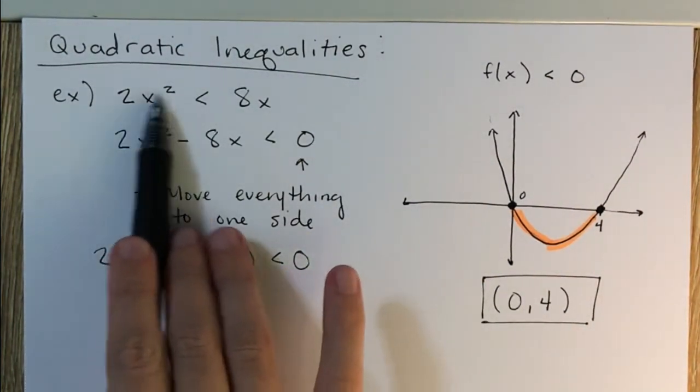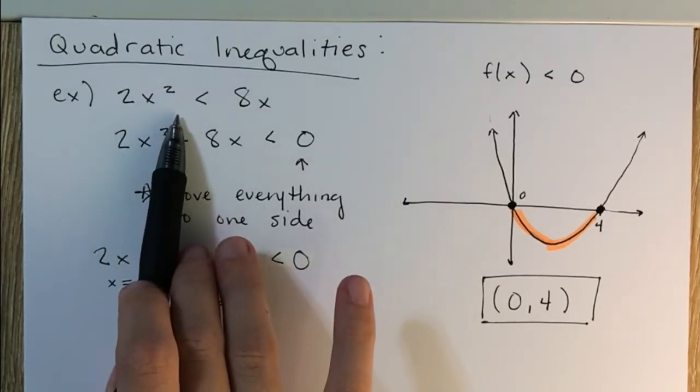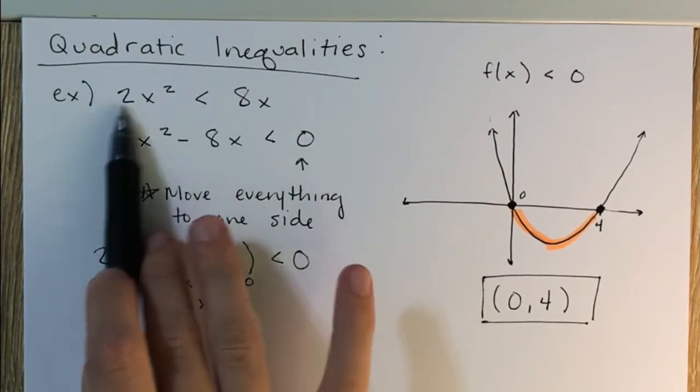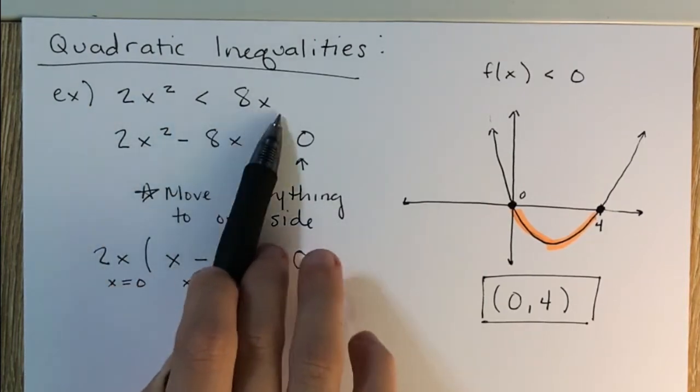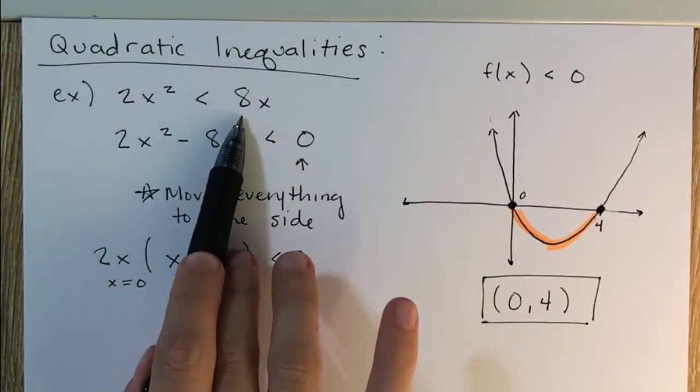If I pick something outside of this interval, like let's say -1, what happens? So we've got 2 times -1 squared. -1 squared is +1. So we have 2 times +1, which is 2, is less than 8 times -1, which is -8. Is 2 less than -8?